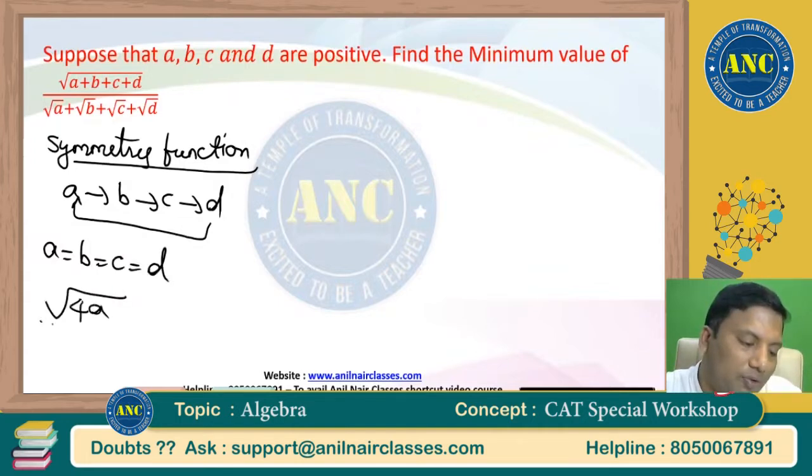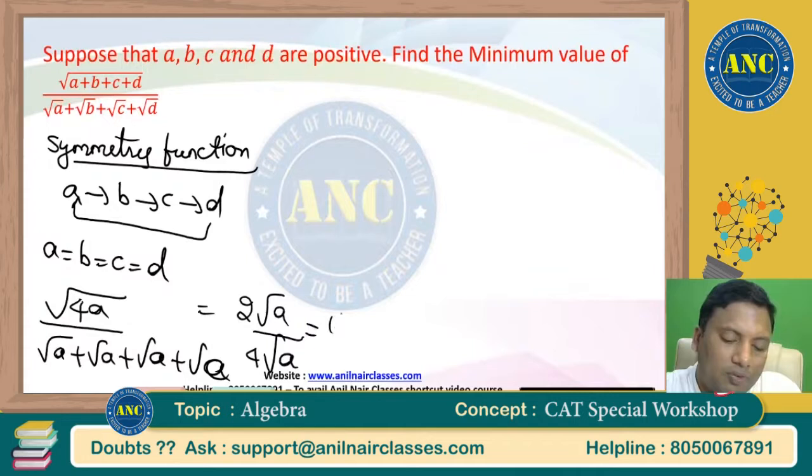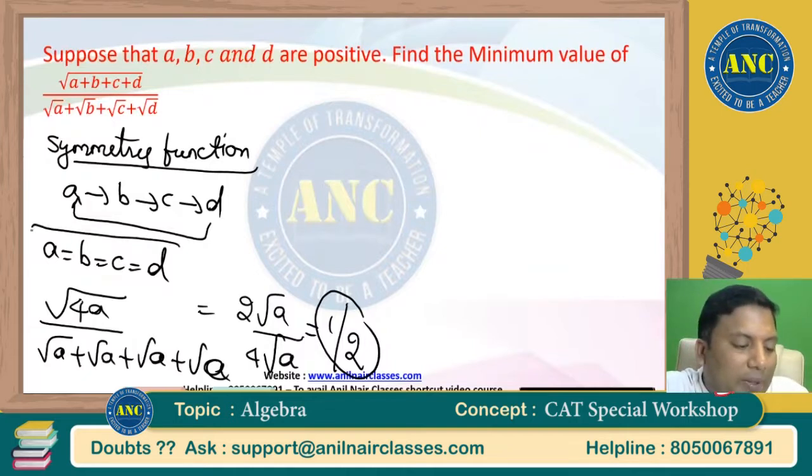This will become the square root of 4a divided by √a + √a + √a + √a. So these are nothing but 2√a divided by 4√a, which is 1 by 2. I hope the idea is clear. In a symmetric function, if a is replaced with b, b with c, c with d, and the expression does not change, then you can make a equal to b equal to c equal to d. That will give the answer. Top it is the square root of 4a, and denominator it is 2√a divided by 4√a. Answer is 1 by 2.